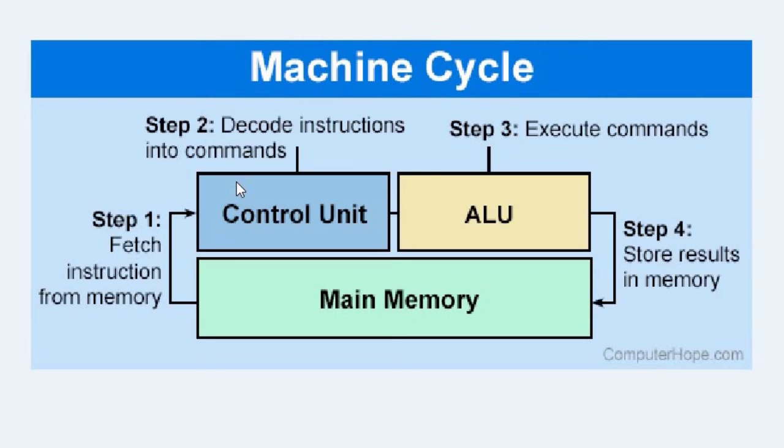Because instructions may come in high level language, they may come in the form of Java. So Java is a high level language, and the compiler will step in and move it to low level, which is ones and zeros. So the control unit will decode it and move it to the ALU, the arithmetic and logic unit.